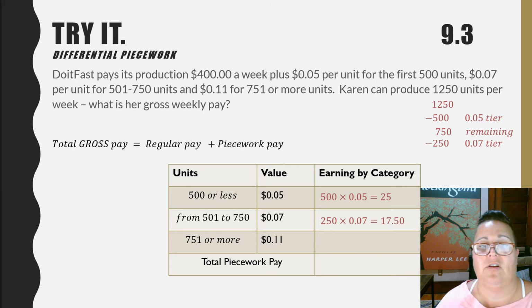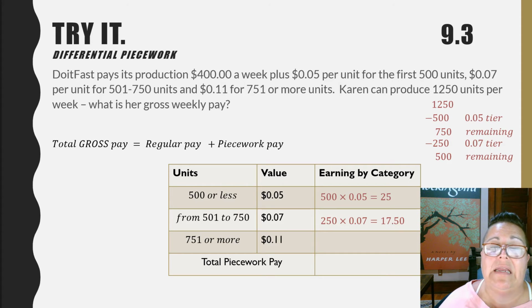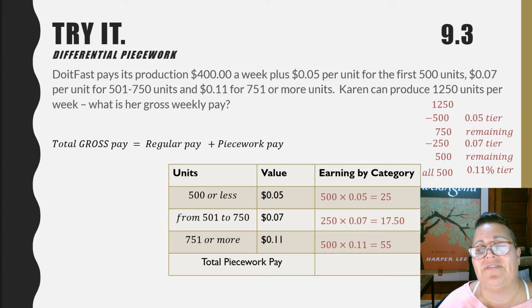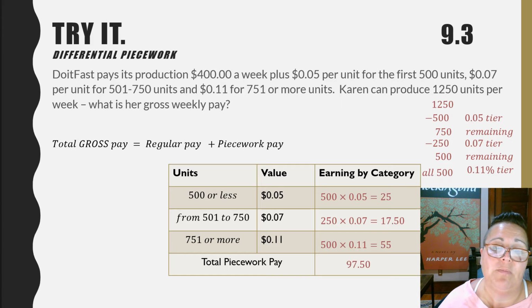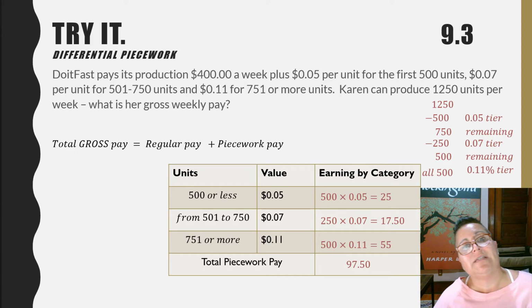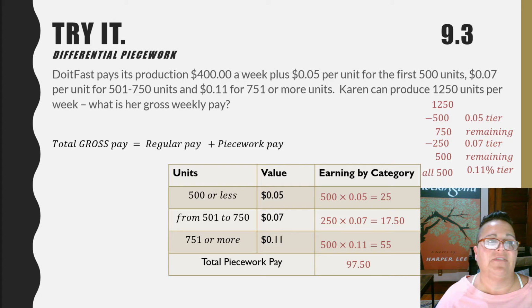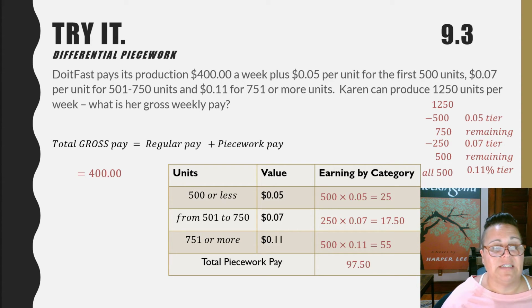Her third tier, because there are still 500 pieces remaining to be paid for, will be those 500 pieces at the 11 cent tier. So we do 500 times 11, and she's going to get $55 for everything up there. That means her total piecework pay is the sum of all those categories, 25, 17.50, and 55. This gives her piecework pay of $97.50.